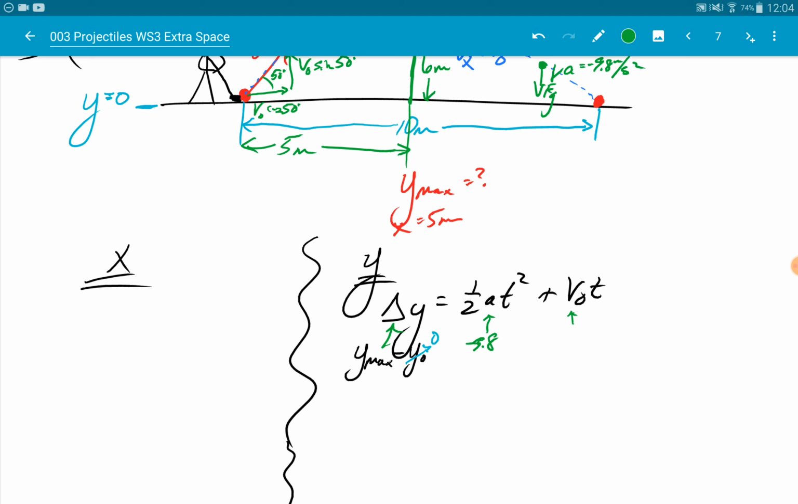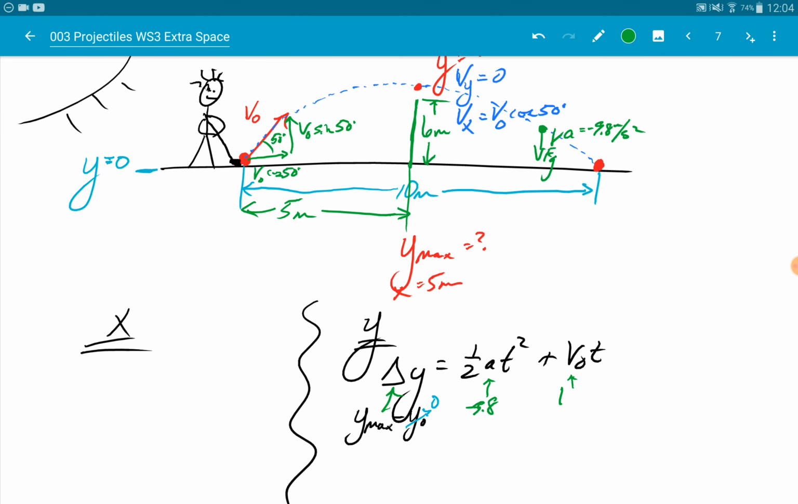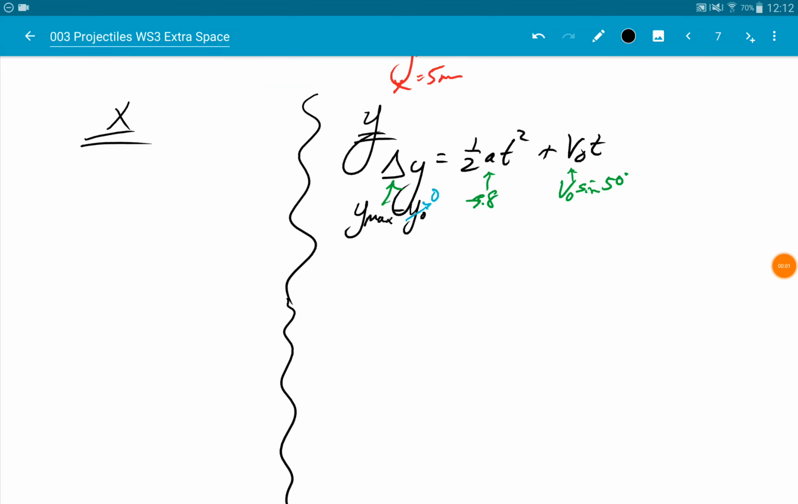Do I know the original velocity? I don't know the original velocity. It's v naught sine of 50 degrees. And then I see that here I can't solve this straight away because I don't know y max. I don't know the time, nor do I know v naught. So I actually have 3 variables I don't know. So I'm a little bit stuck here.